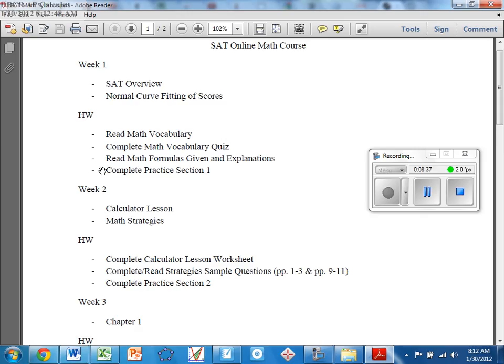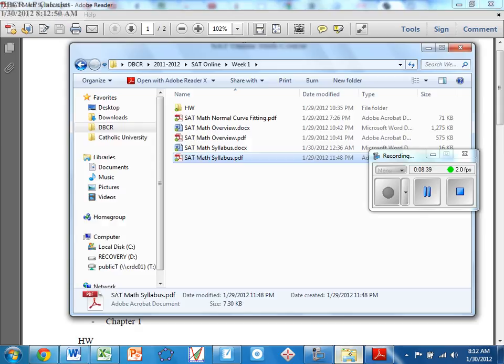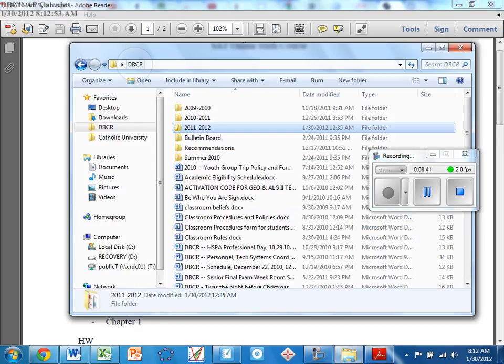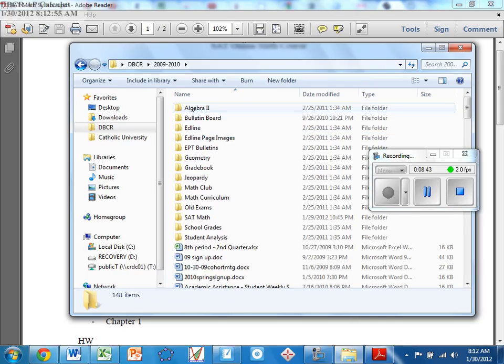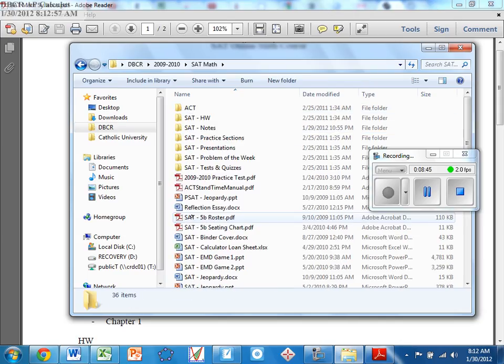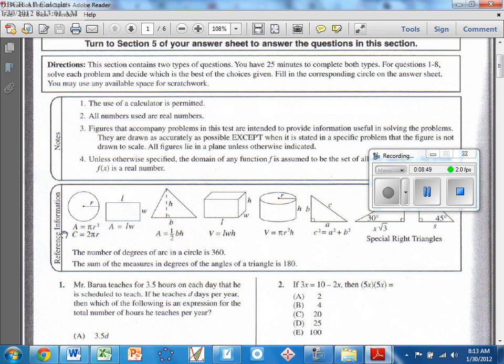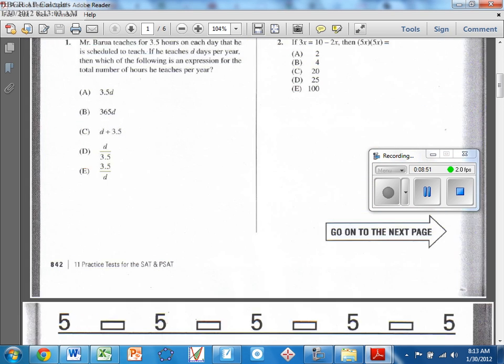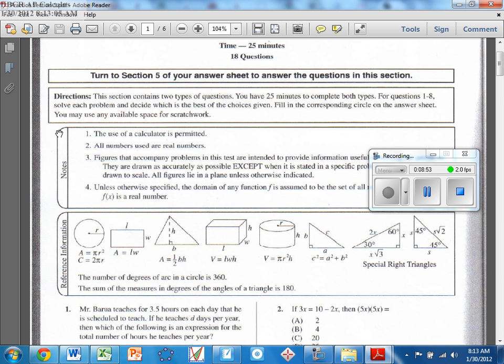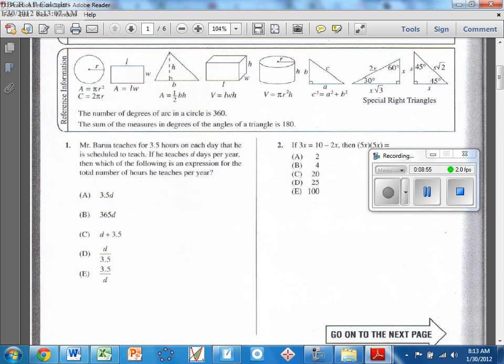Now, the practice section will look like the following. Give me a second to pull it up so you can see. This is a sample of what a practice section would look like on the SAT. These are the formulas you're given here, which you'll see in the document that explains them. This will be the practice section.